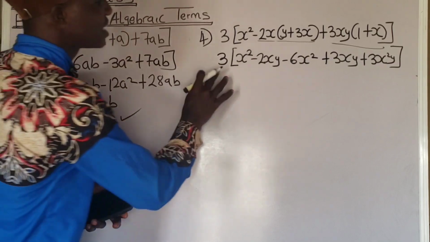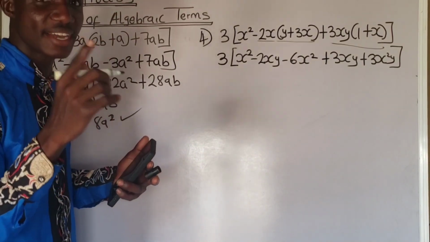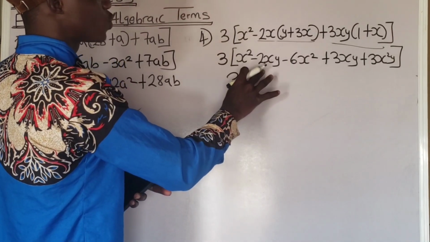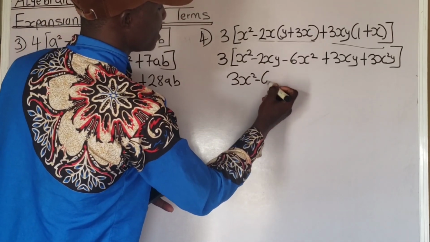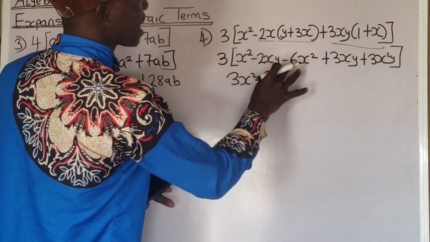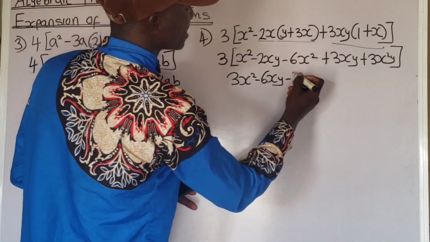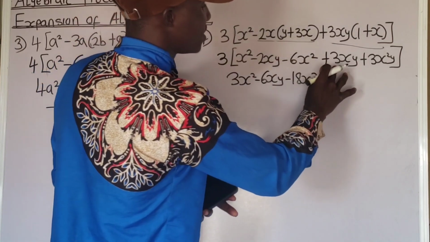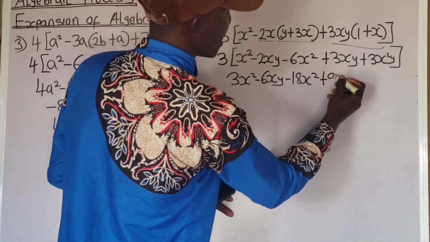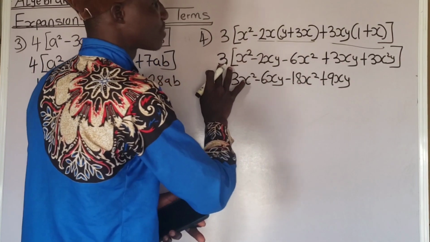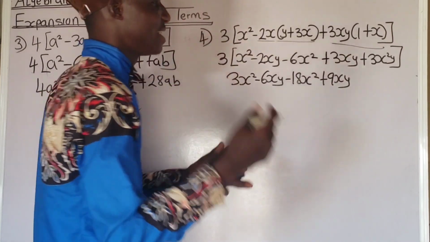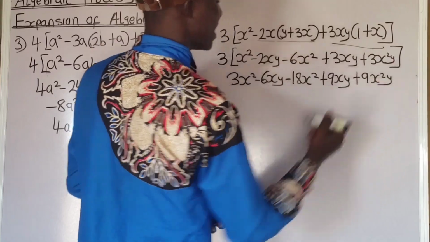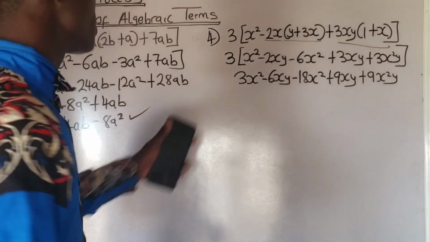So I'm going to have 3 times x squared. That will give us 3x squared. 3 times negative 2xy is negative 6xy. 3 multiplied by negative 6x squared will give me negative 18x squared. 3 multiplied by positive 3xy will give me positive 9xy. And 3 multiplied by positive 3x squared y will give me positive 9x squared y. Okay? Now, I have removed all the brackets.